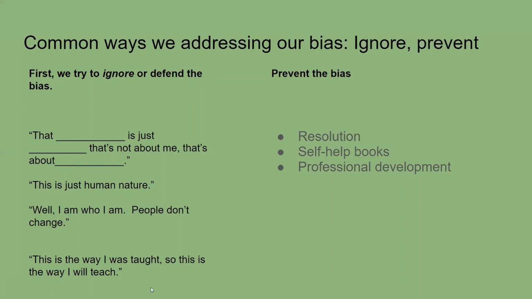The other thing we might try to do is prevent the bias by taking a professional development, reading a self-help book, or making a resolution. I'm not going to let this get in my way. But without a plan, without actually thinking about and planning for the times that these come up and what you're going to do when they come up, you really can't prevent them, right? So it really comes back to that naming piece and being able to name them.